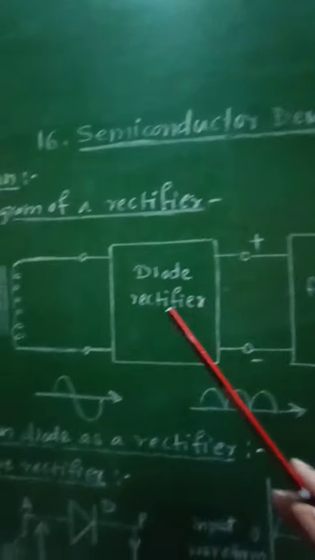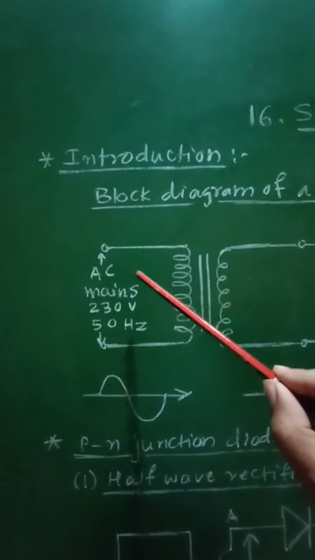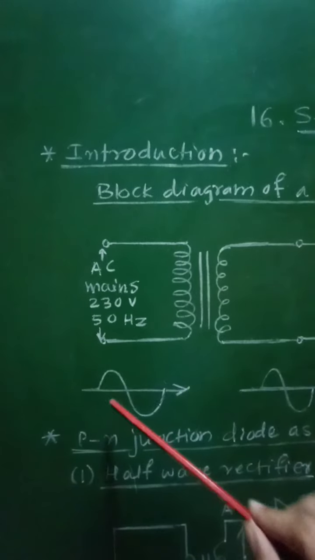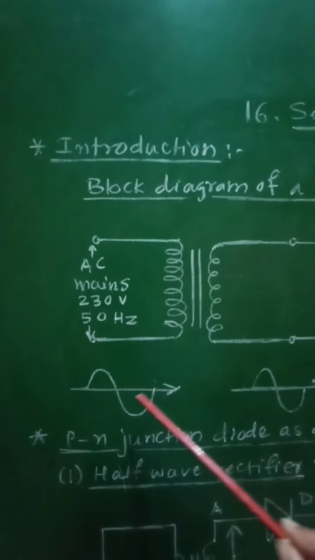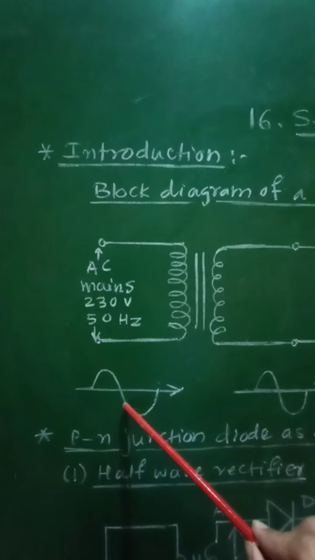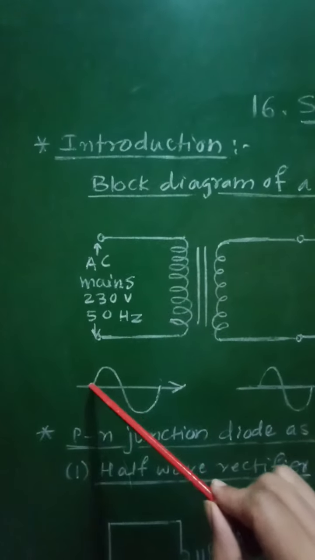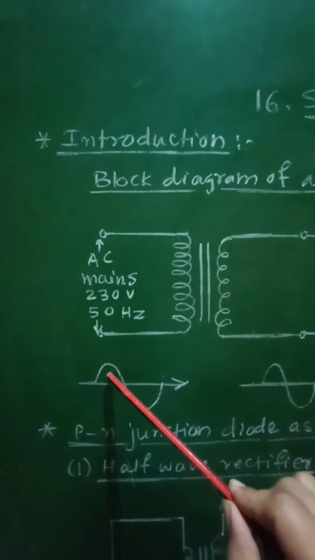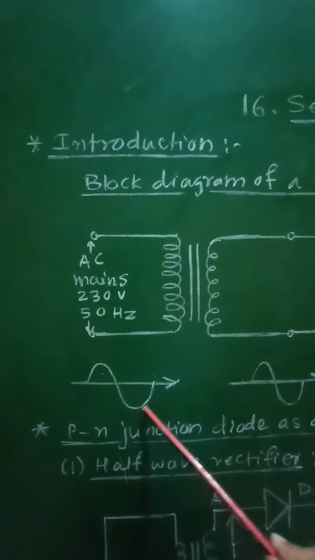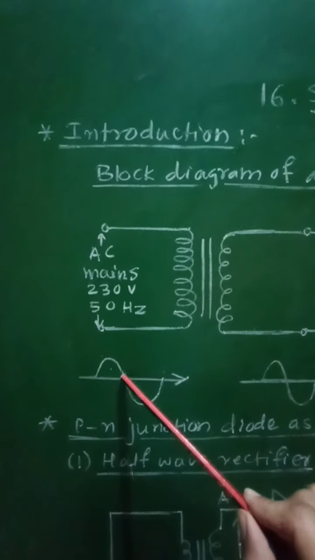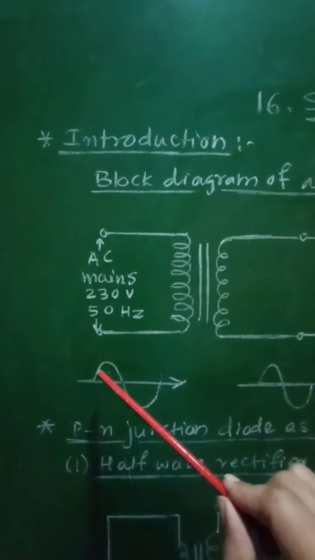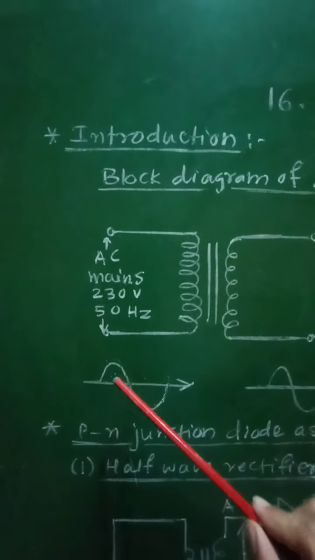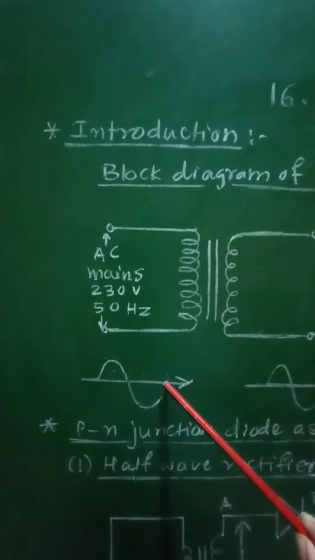Now if you consider the waveforms, for AC mains, this represents the AC voltage, which is in sinusoidal form. This input voltage will be supplied. The convex part of this waveform is called the positive half cycle, and the concave part is called the negative half cycle. That means this sinusoidal wave consists of the positive half cycle and the negative half cycle.